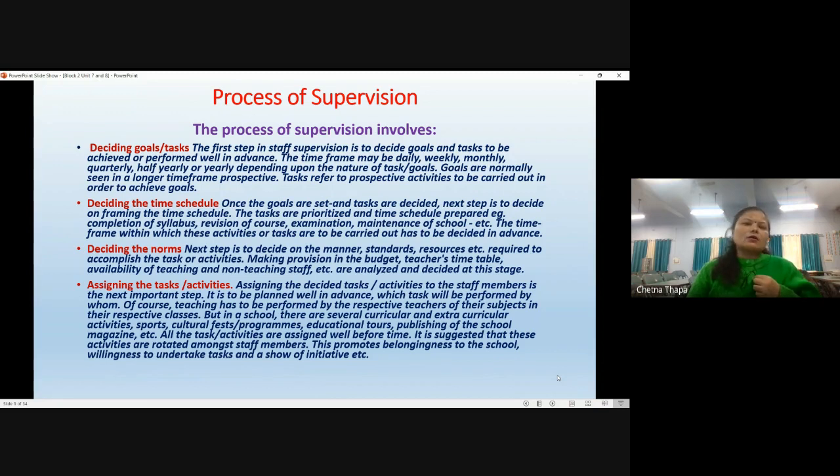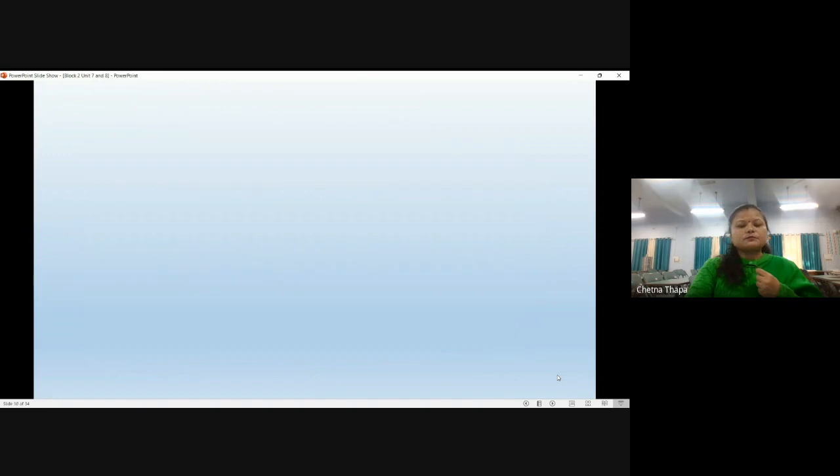So these tasks are also assigned well before time. And as a head teacher, you should make sure that these activities are always rotated among the staff members. This promotes the belongingness to the school. The teacher does not feel segregated or aloof if he is not given the responsibility. So you need to see that the activities are almost rotated to each and every staff member, so that they will have a willingness to undertake such tasks and show initiative in it, and they will have a belongingness to the school also.